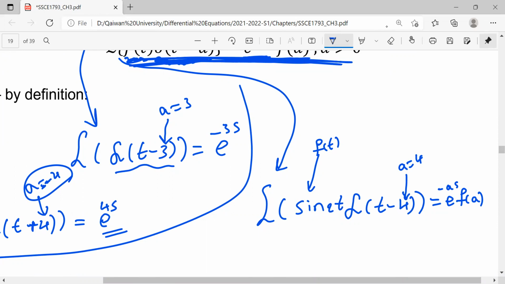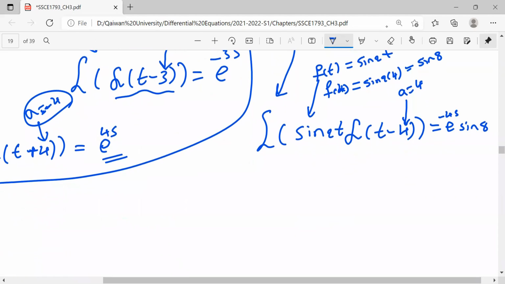We have a is 4. We just replace a in f of t and in e to the power minus as. A here is 4, so it's minus 4s. What's f of a? F of t is sine 2t. How about f of a? F of 4 is sine 2 times 4. We just replace t by 4, which is sine 8. So f of a is sine 8.